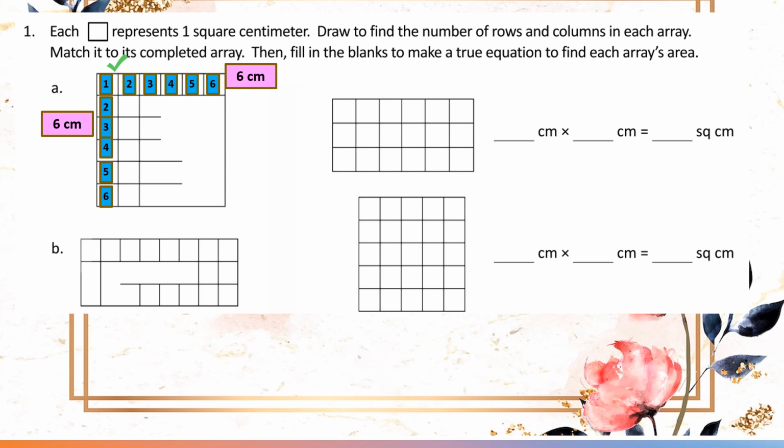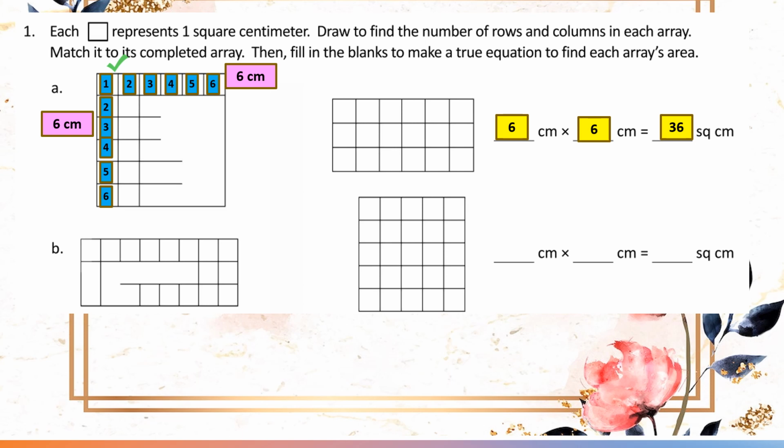So our equation for the area for this particular array would be 6 centimeters times 6 centimeters. Now, if you know your 6 multiples, then you can quickly figure out your answer. If not, you could create a ratio table of 6's. And you can figure out that 6 times 6 is 36.